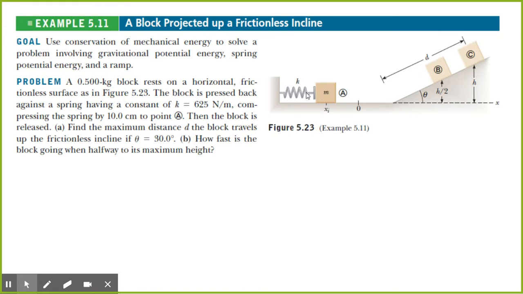So we've got the block here. It's compressed 0.1 meters. It travels up this ramp here, and when it reaches its maximum height, it's at rest, right? And so what we're trying to find here is the distance d. That's part A. And then for part B, what we want to do is find out how fast it's moving when it's at half of that maximum height. All right, so here we go.